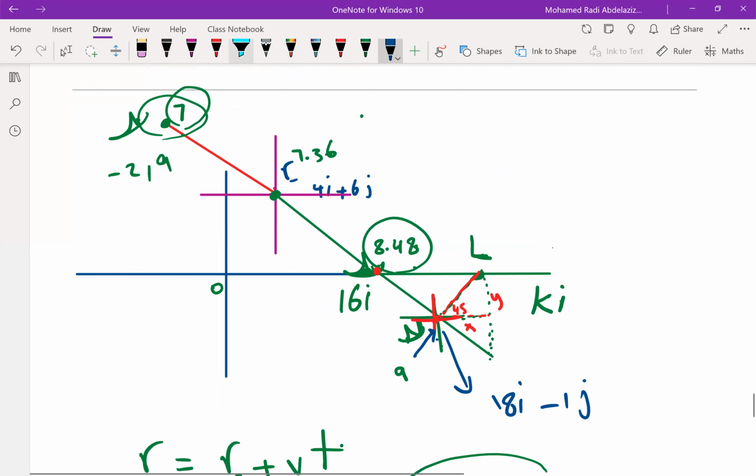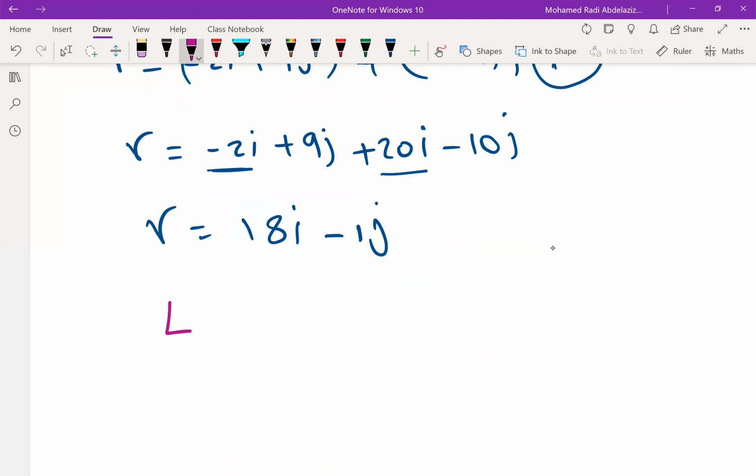So by comparing between this part, this length is 1, and we move from 16 to 18. Now to move it to 18, this means we move 2. By the same way, this part is 2, but this is 1. So this will be 1, this will be 1. So shifted from 18 to add 1 will be 19. So L, the position vector for L is equal to 18i, and 1 more will be 19i.